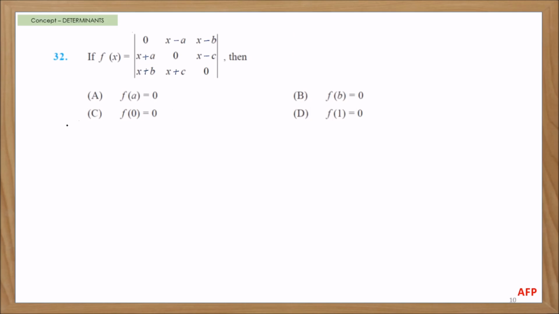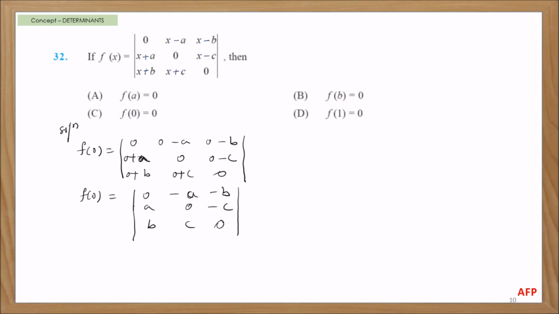Okay, so here in this case they have told you to find f of a is 0 or f of b is 0, f of 0 is 0. First we will substitute f of 0. Okay, does not satisfy, we go for other option. F of 0 we will substitute. Okay, wherever x is there you substitute 0.